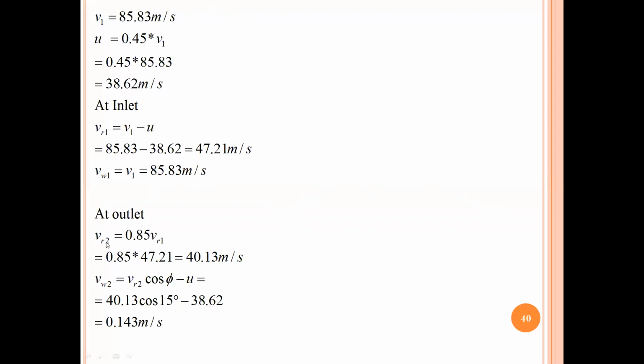Next, coming to outlet, there's a change here. Your VR1 is not equal to VR2. They have mentioned in the problem there's a decrease of 15%. That's why I'm substituting VR2 is equal to 0.85 times VR1. If I substitute that, I'll be getting VR2 is equal to 40.13 meter per second. Using that, I'm calculating VW2, so I'll be getting VR2 cos phi minus U. If I substitute it in the equation, I'll be getting VW2 is equal to 0.143 meter per second. If you have noticed in the previous problem and this problem, VW2 is very less compared to your VW1.